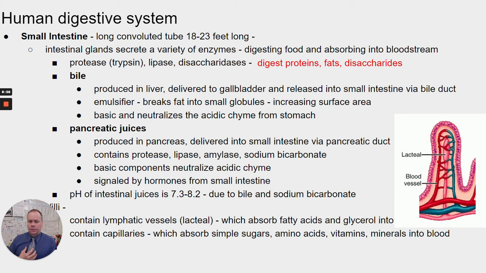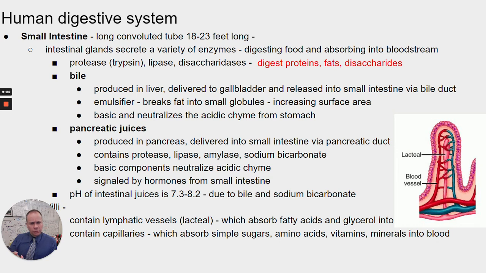Bile is a substance that's made in our liver, and it helps to break down fat, helps to emulsify fat molecules. And this bile is produced in the liver, and then it's sent off to a special organ called the gallbladder where it's stored. And then the gallbladder releases the bile into the small intestine through this thing called the bile duct whenever it's necessary.